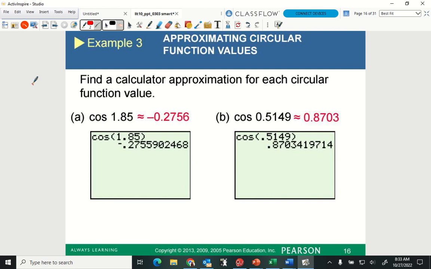Find a calculator approximation for each circular function. So, what do you think this actually means? Put it in the calculator. Do you want it in rad or in degrees? What mode have we been dealing with so far this entire section? Rad. Thank you. I just want to make sure. So all these are going to be in rad because we've been dealing with just rad.